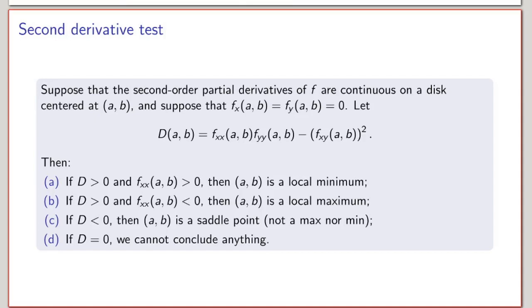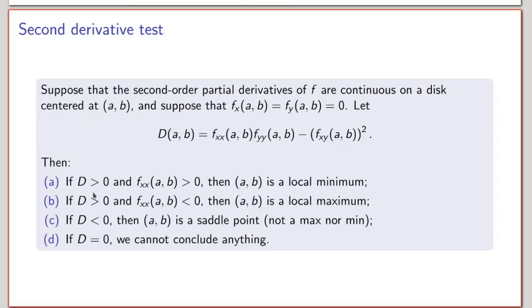So let f be a function of two variables and suppose that its second order partial derivatives are continuous on a disk centered at a point (a, b), and suppose as well that (a, b) is a critical point. In other words, the first order partial derivatives both vanish at this point. Now define a function D(a, b) as the second order partial derivative with respect to x times the second order partial derivative with respect to y minus the mixed partial derivative squared. Then there are four cases to consider.